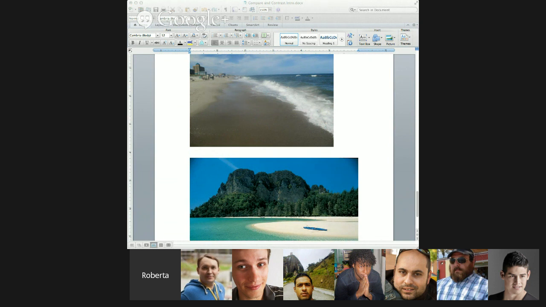Comparatives and superlatives are ways of comparing two or more things. Okay, so I'm going to stop this screen share and I'm going to pull up a reading about comparatives and superlatives.